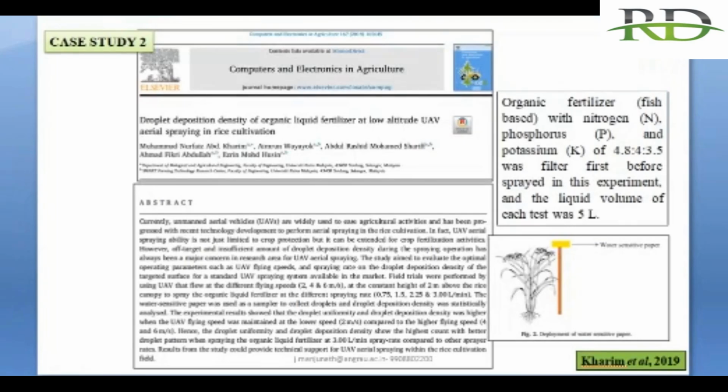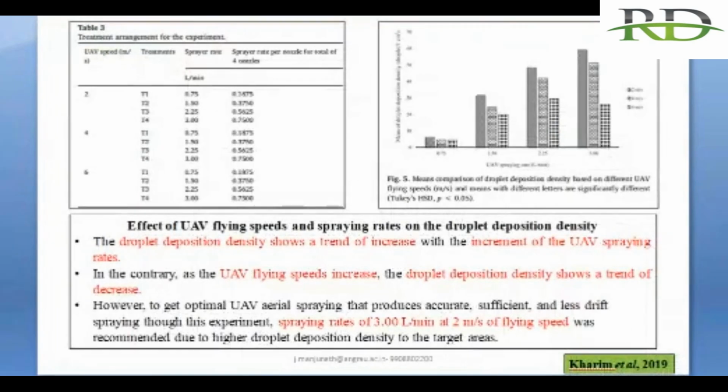Next, the second case study, by observing the nitrogen, phosphorus, potassium levels. Next, the deposition of the droplet size, that is the spreading area, is also high with more width, and we can also testify the speed and the water level by these case studies.